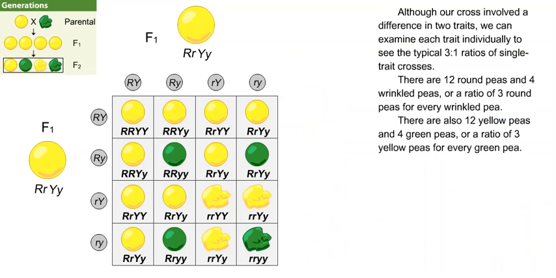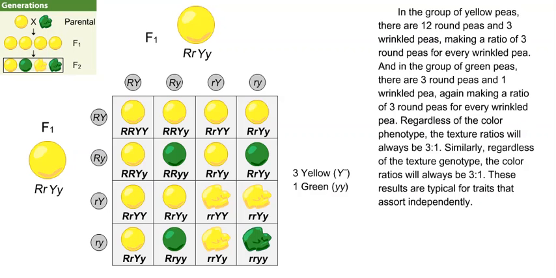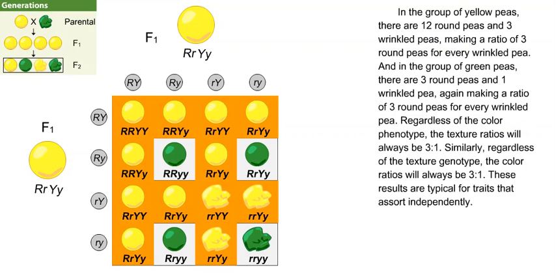Although our cross involved a difference in two traits, we can examine each trait individually to see the typical 3:1 ratios of single trait crosses. There are 12 round peas and 4 wrinkled peas, or a ratio of 3 round peas for every wrinkled pea. There are also 12 yellow peas and 4 green peas, or a ratio of 3 yellow peas for every green pea. In the group of yellow peas, there are 12 round peas and 4 wrinkled peas, making a ratio of 3 round peas for every wrinkled pea.